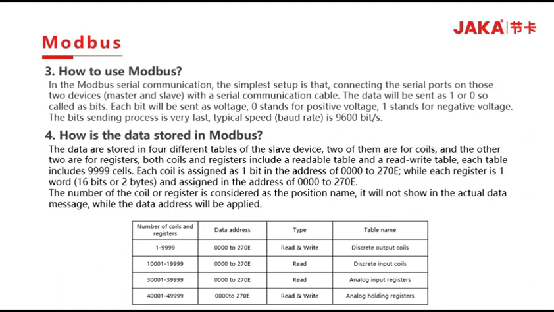How to use Modbus? In Modbus serial communication, the simplest setup is connecting the serial ports on those 2 devices, master and slave, with a serial communication cable. The data will be sent as 1 or 0, so called bits. Each bit will send a voltage. 0 stands for the positive voltage, 1 stands for negative voltage. The bit sending process is very fast. Typical speed baud rate is 9600 bits per second.